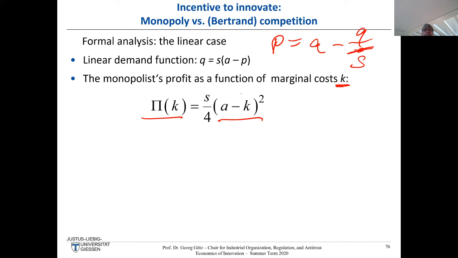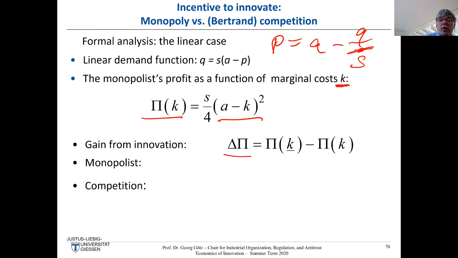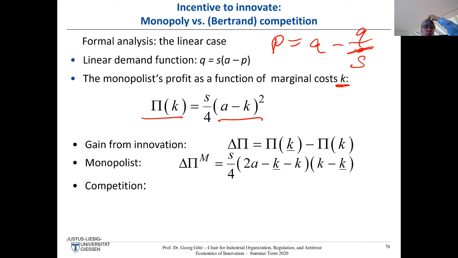Once we get that, we can calculate the gain from innovation. The monopolist's gain from innovation is just the new profit, so the profit with the process innovation introduced with the lower cost, minus the profit with the old technology. And this is delta pi. For the monopolist, it is just this expression. You just substitute K and K lower bar and you get this expression.